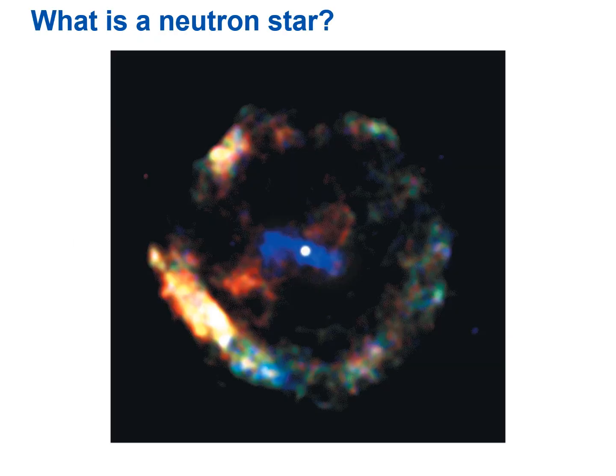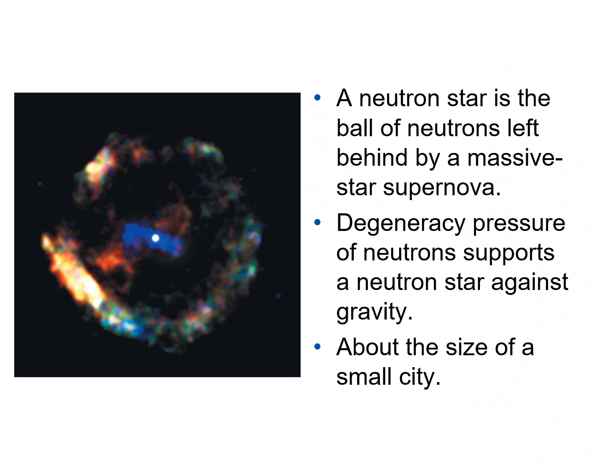So let's look at what is a neutron star. This is actually a picture taken in X-ray of the hot gas bubble that has been expelled in a supernova from a star, and at the center is the neutron star. A neutron star is the ball of neutrons left behind by a massive star supernova.